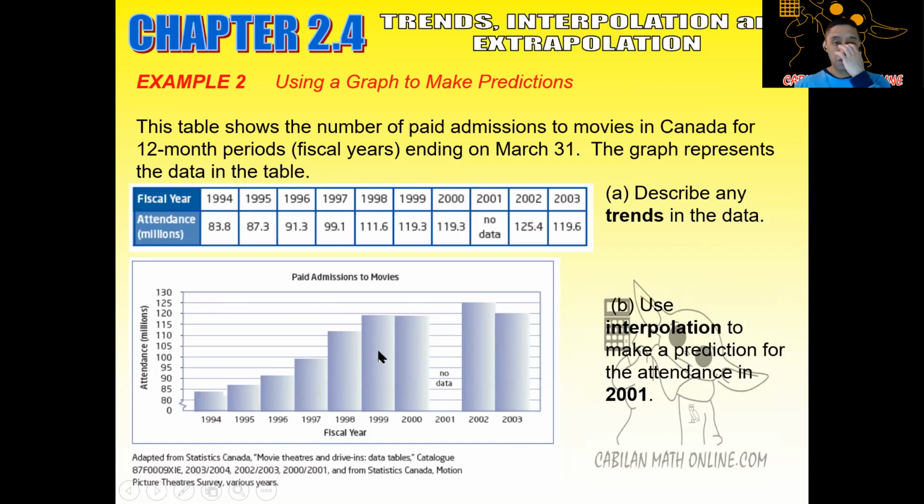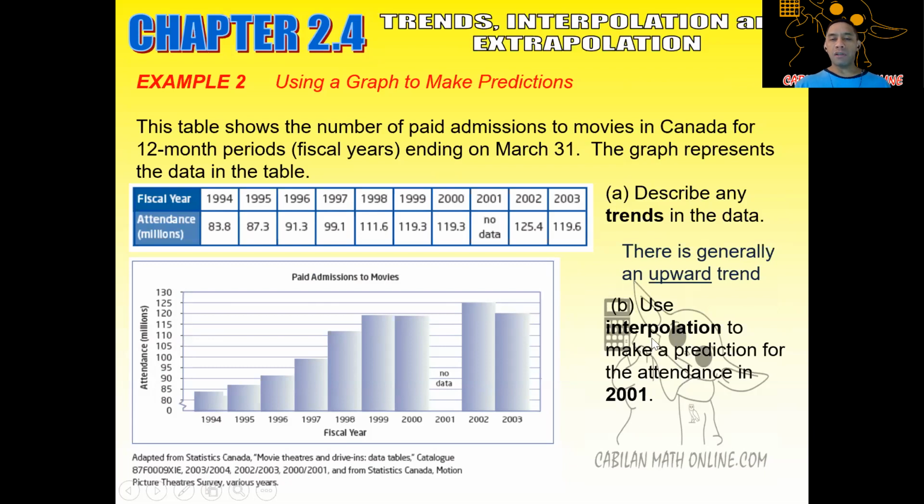Again, just like the previous question, if you take a look at the general pattern as we go from 1994 to 2003, or from left to right, overall the general pattern is upwards. Notice I was very picky when it comes to the wording here. It says there's generally an upward trend. The reason why I say generally is because you notice in 2002, it reaches a peak and then goes back down. However, for the majority of the graph, the graph is going up.